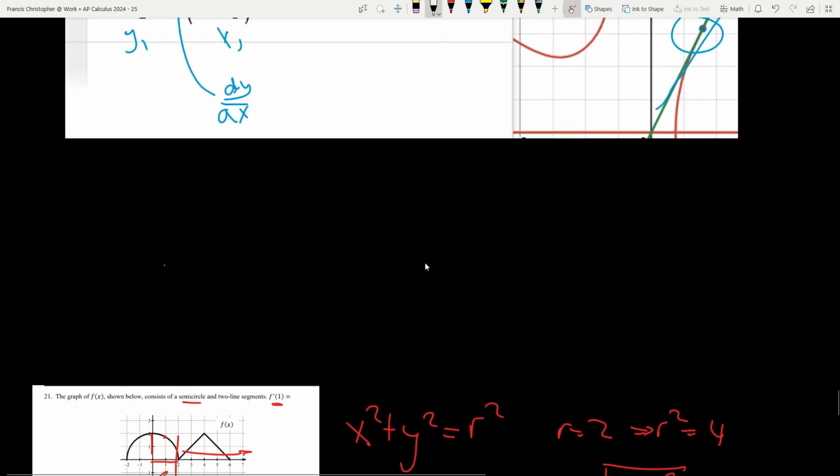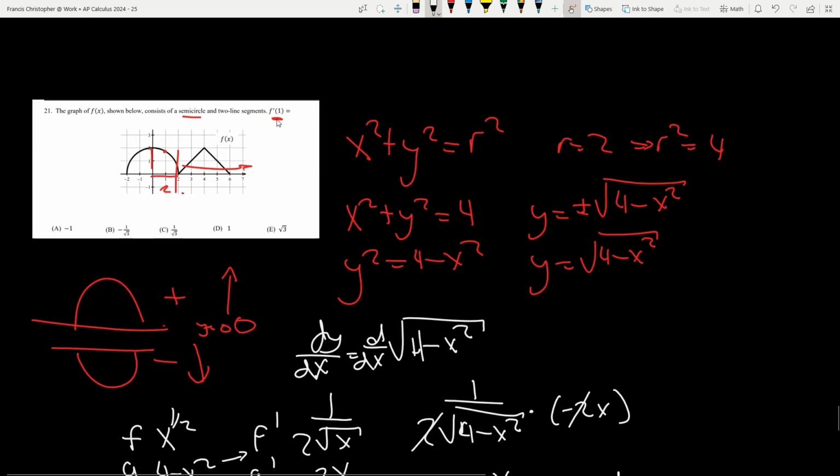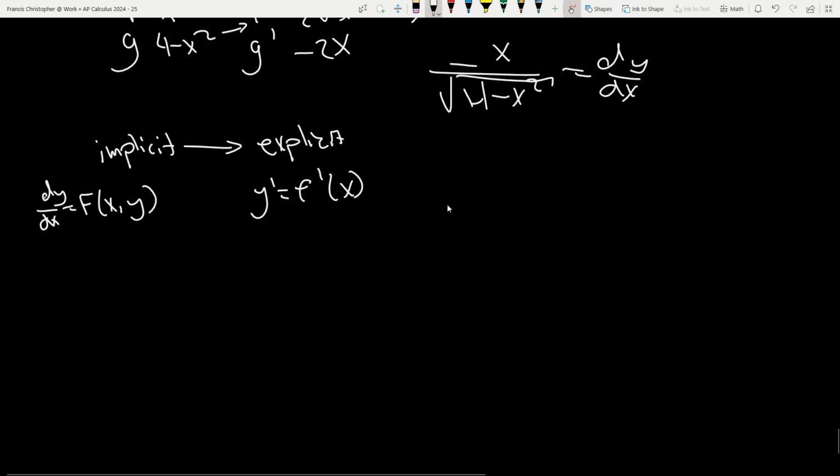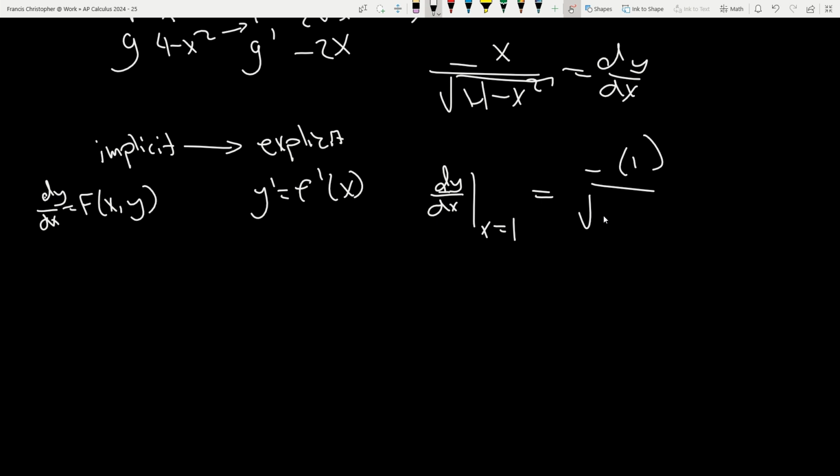But now the last step is we just need to plug in 1. So dy over dx evaluated at x equals 1 equals negative 1 over the square root of 4 minus 1 squared. This is negative 1 over the square root of 4 minus 1, which is 3, so negative 1 over root 3.